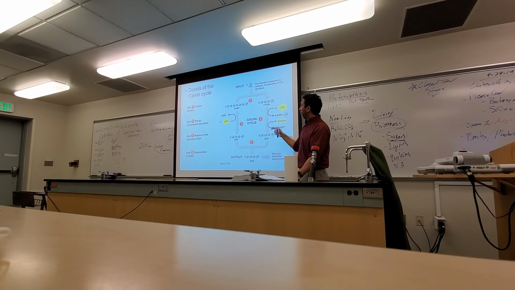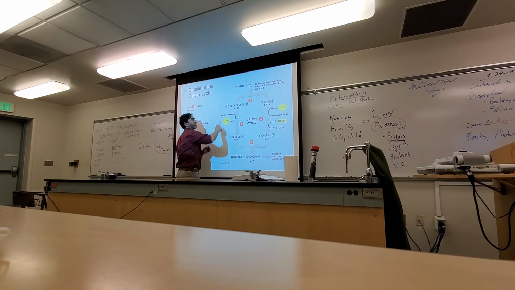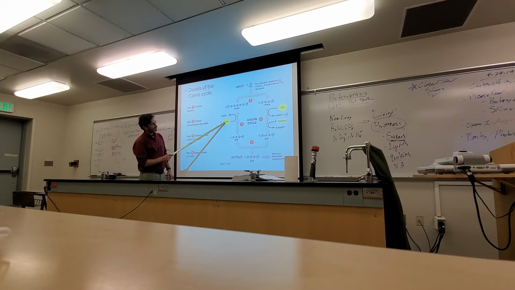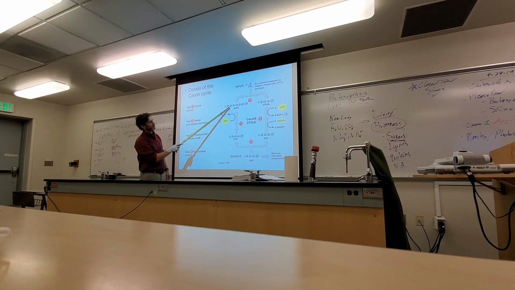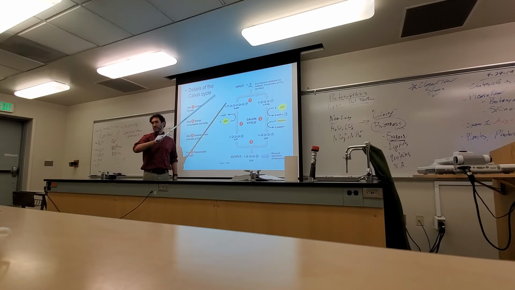Now, what still has to happen though is these G3P need to be regenerated to form more RuBP. This is why it's a cycle, right? So this RuBP gets regenerated by using more ATP, which converts the G3P back into RuBP, which can then accept more CO2, and thus the cycle. Okay? That's why it's a cycle.